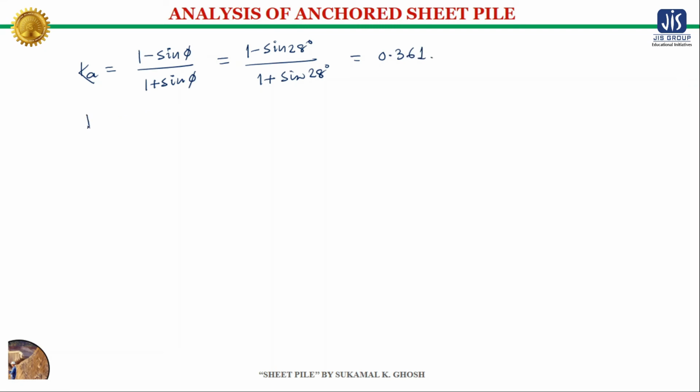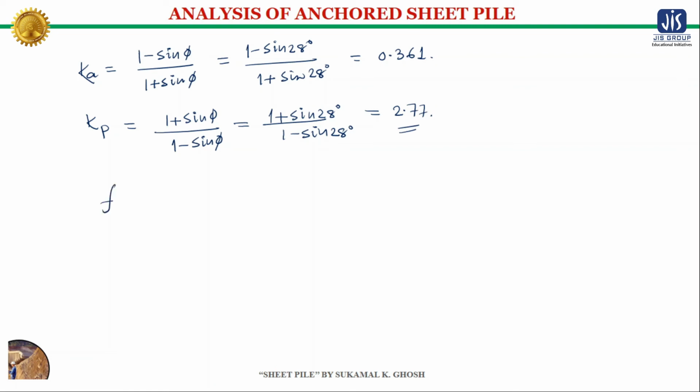In the same way, if we want to calculate the Kp, then Kp will be (1 plus sin phi) divided by (1 minus sin phi). So it will be (1 plus sin 28 degree) whole divided by (1 minus sin 28 degree). If you solve it, you will have 2.77.